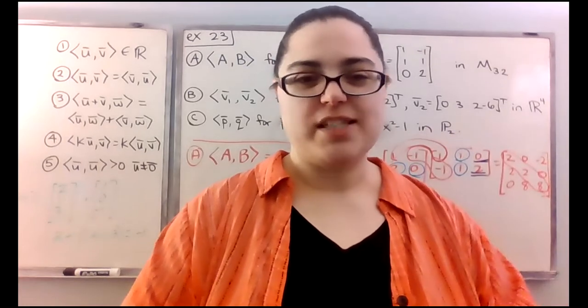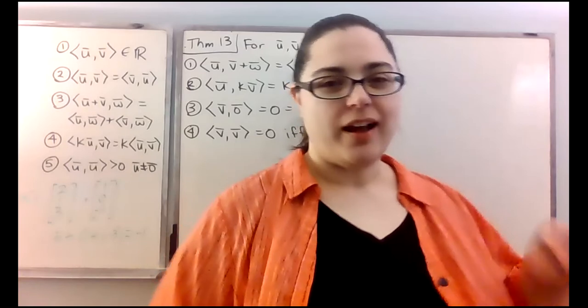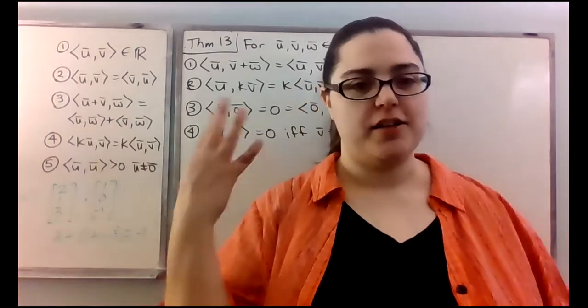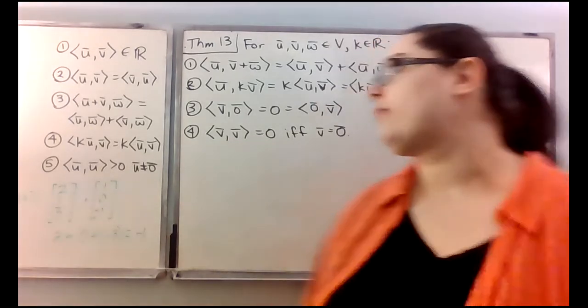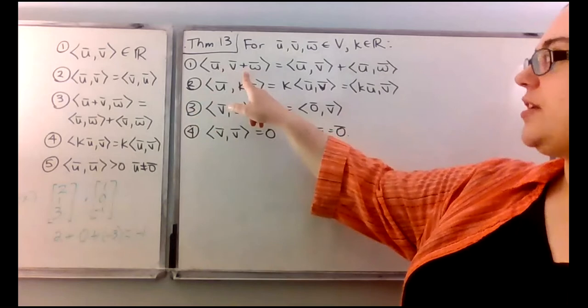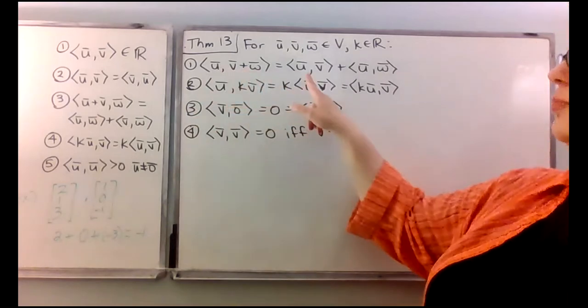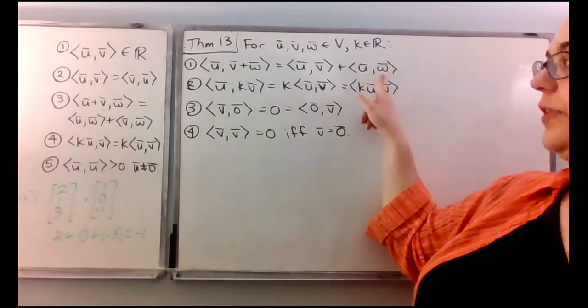So I'm going to erase the board and let's prove some properties. All right, so theorem 13 has 4 properties of inner products. So let's walk through them. So if I have the inner product of u and v plus w, that's the same as the inner product of u and v plus the inner product of u and w.